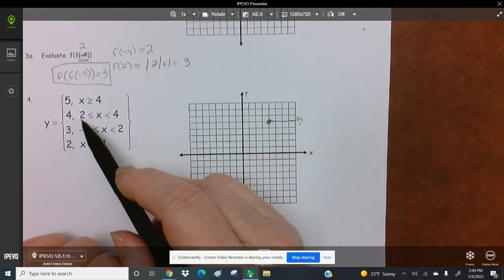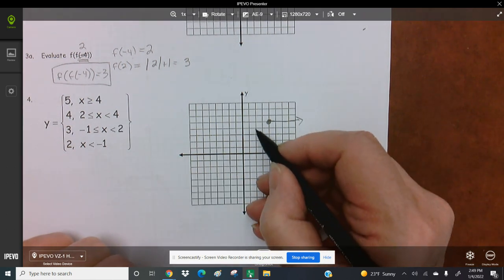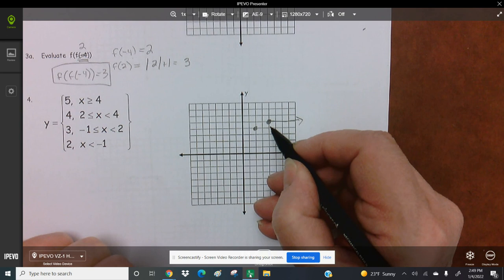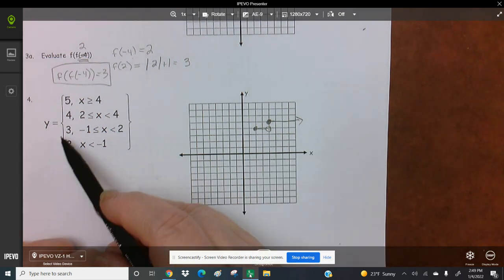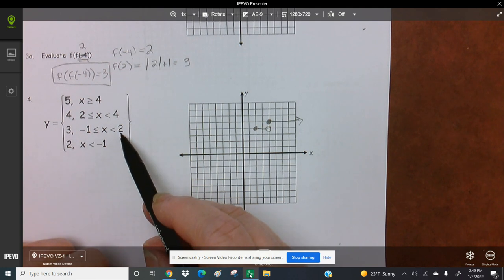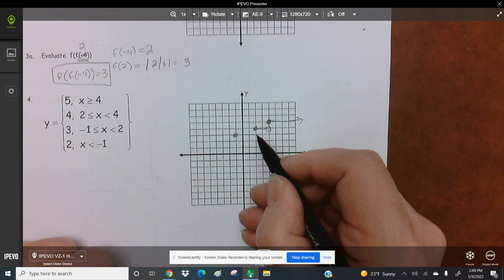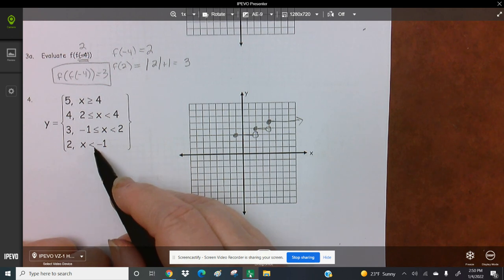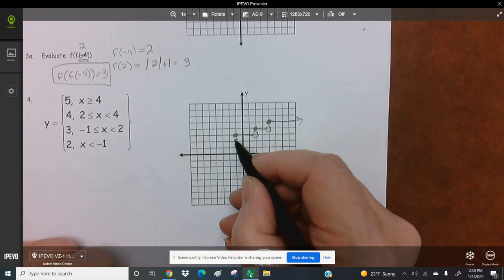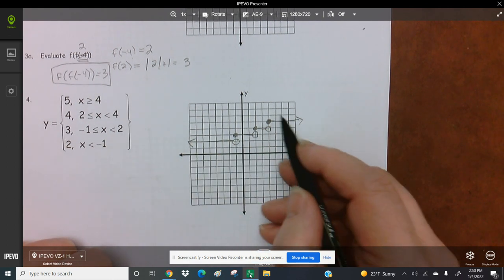Here I'm only going to draw it between 2 and 4. So here's 2, but 4 is going to be an open circle, so it's just going to be a little one like this. And I'm going to draw y equals 3, but it's going to be between -1 and 2. -1 is a closed circle, but 2 is an open circle. And I'm going to do y equals 2, but it's going to be less than -1. So it's going to be in this direction. So I kind of have these stairs.